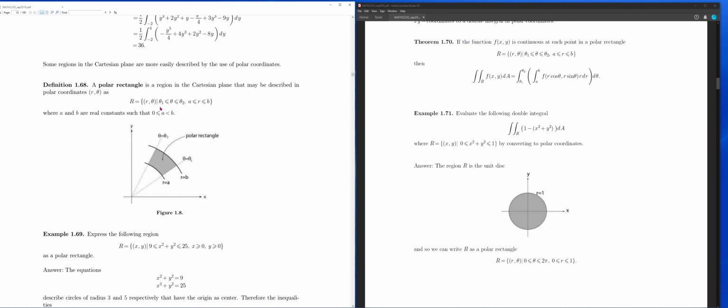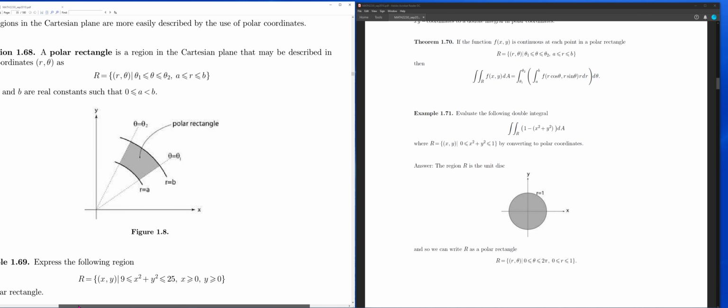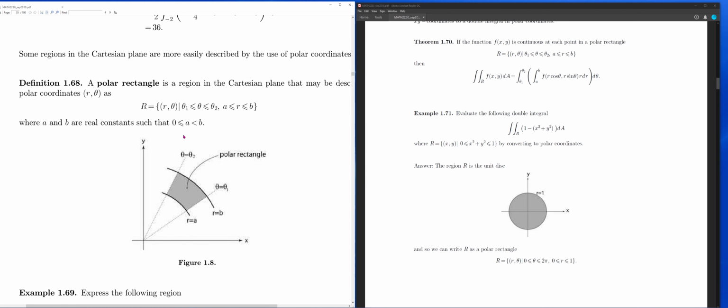Expressing it as a polar rectangle means that I'd want to determine what these values are. This b is easy. It's supposed to be the radius of the outside circle, and the radius of the outside circle you're seeing as 1 over here. So that's how I get this 1 here. The inside circle is of radius a in the general picture, and here the inside circle is of radius 0, so I'm going to get a 0 over here.